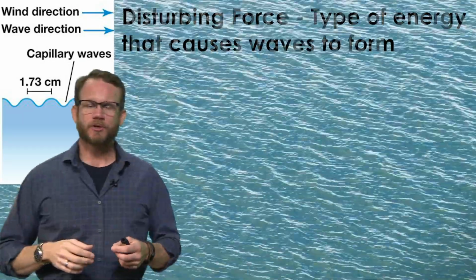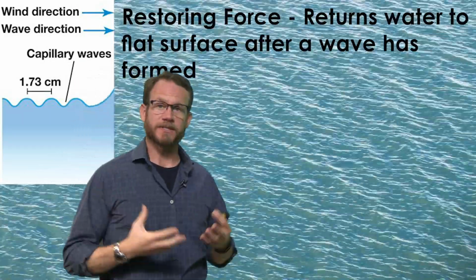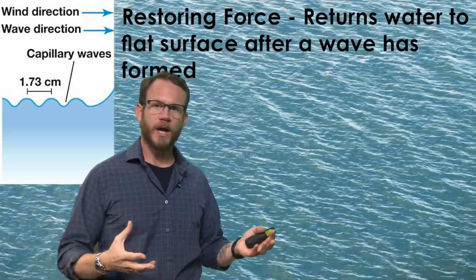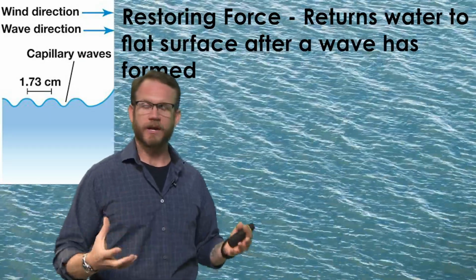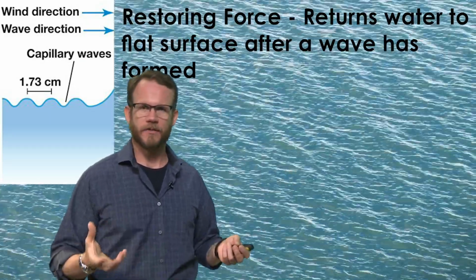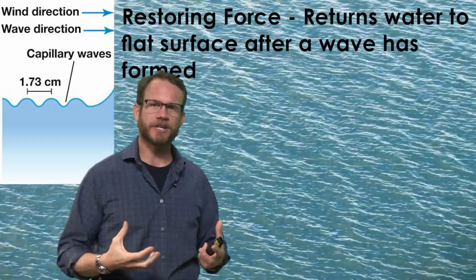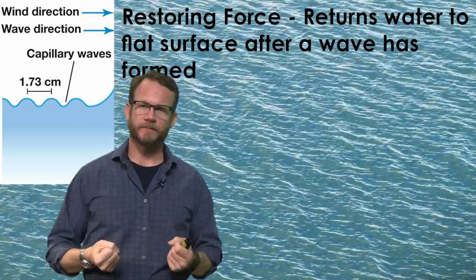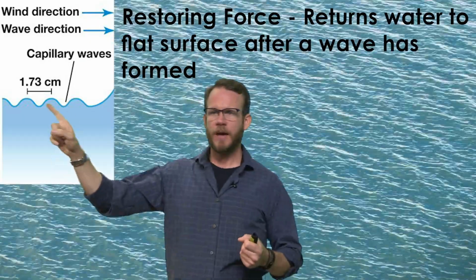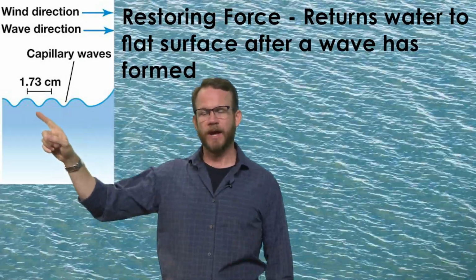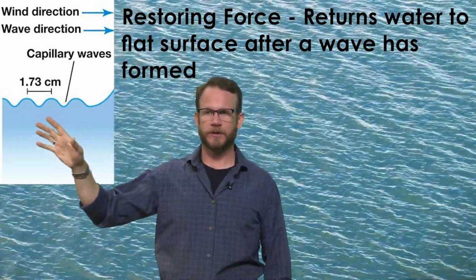Well, we have something else called a restoring force, and that's what makes it stop. So when the storm goes away, the waves are still pretty big, right? Just because the wind goes away doesn't mean that the waves stop. They still contain all that energy. So something has to slow them down. And in the case of capillary waves, they're named that way because of their restoring force, all right?